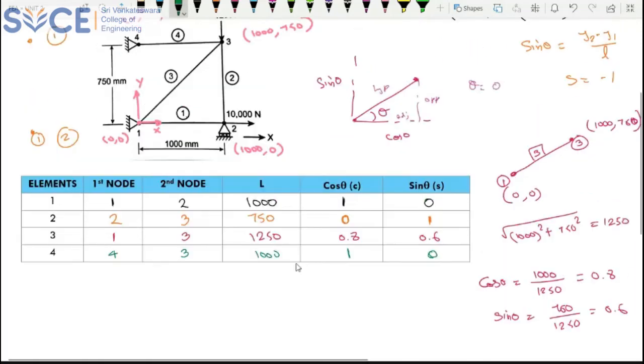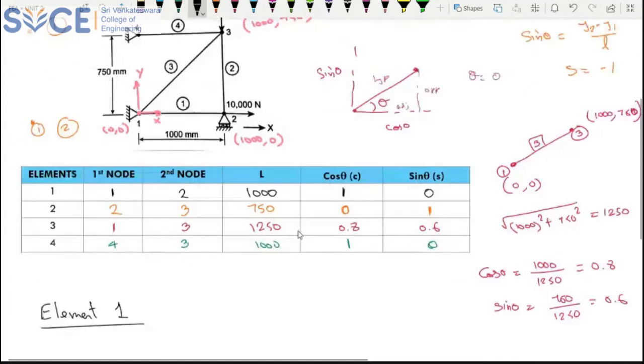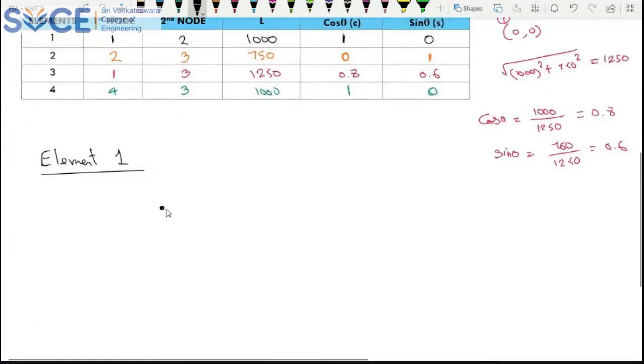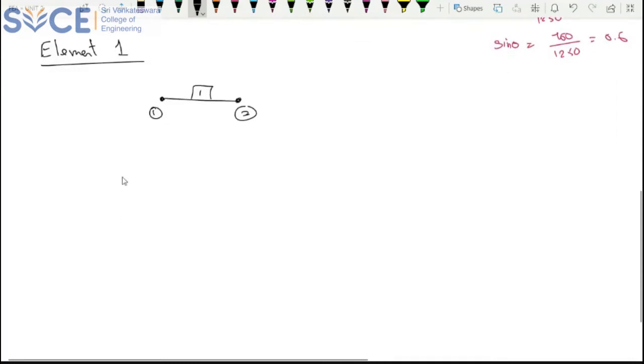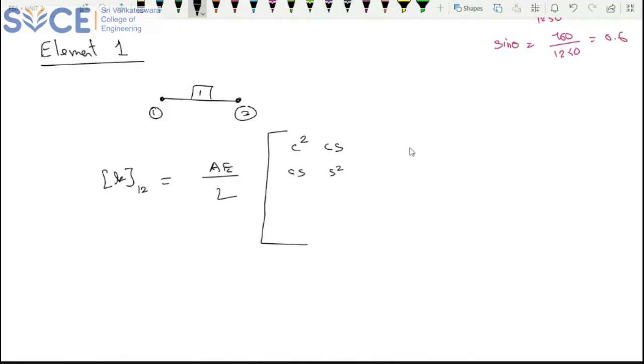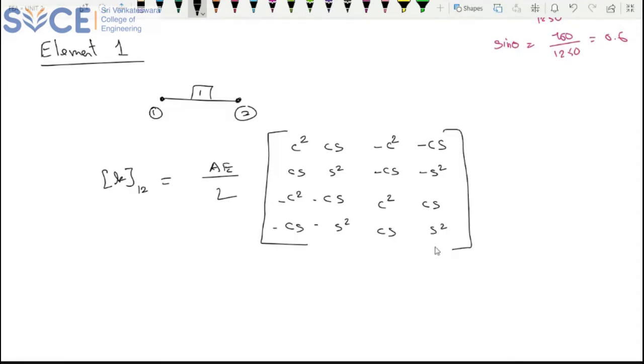Now we'll proceed with your element stiffness matrix. Whenever you write this, you have to draw that element. That is very, very important, so that carries some marks. So this is connecting 1 and 2. So for element 1, what is the K formula? The K formula is A E by L times the matrix: C square, CS, minus C square, minus CS; CS, S square, minus CS, minus S square; then minus C square, minus CS, C square, CS; minus CS, minus S square, CS, S square. So this is my K matrix.